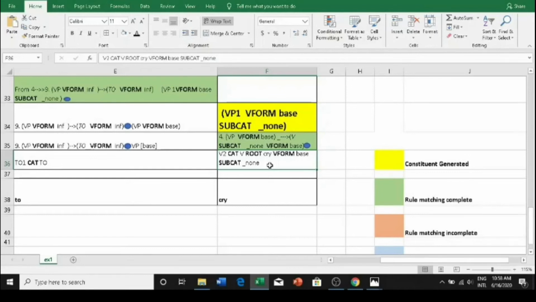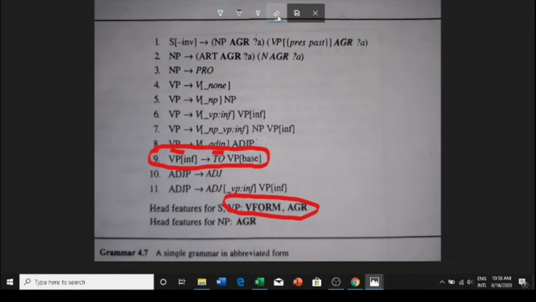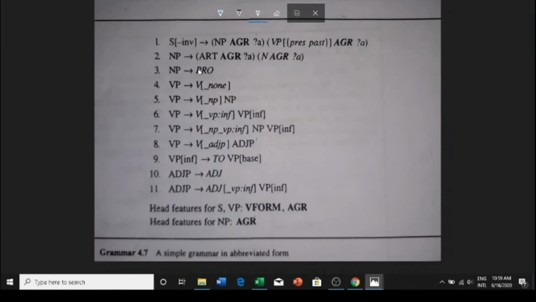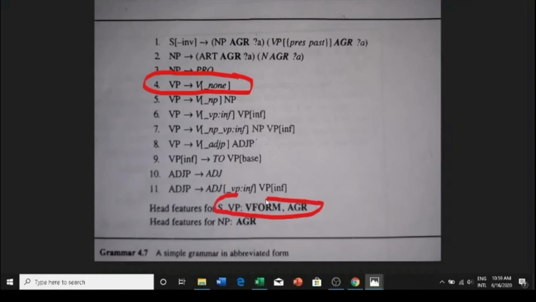So if you see here, we have to look for a V with subcategorization none. Okay, so we are looking for a V with no subcategorization, so that is your rule number 4. So this is a prospective match. And again, we are going to analyze the mother and head constituent. Here mother is VP and head constituent is your V. So what are the features they are going to share? They are going to share vform and agr.